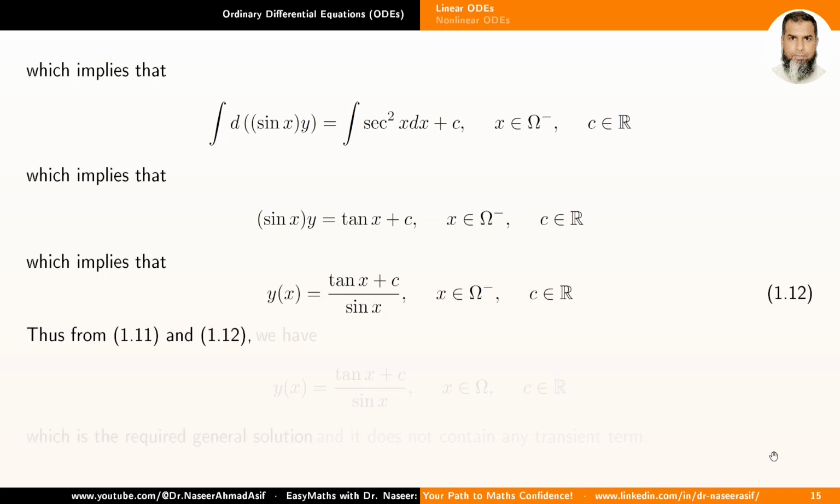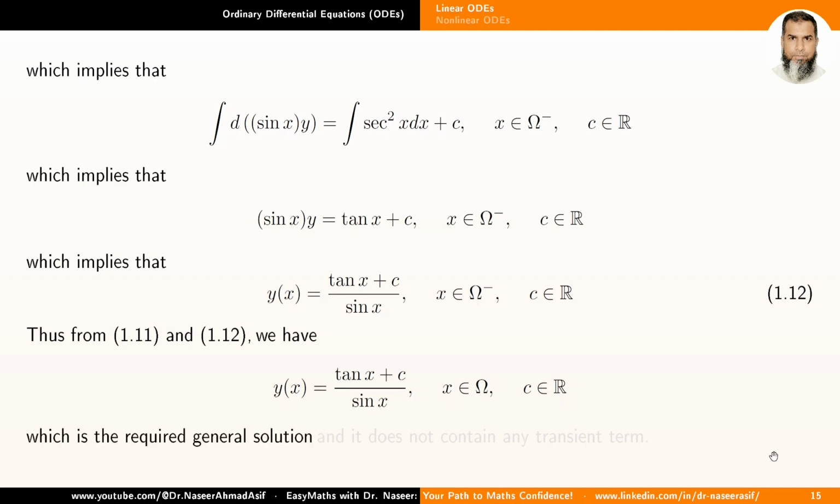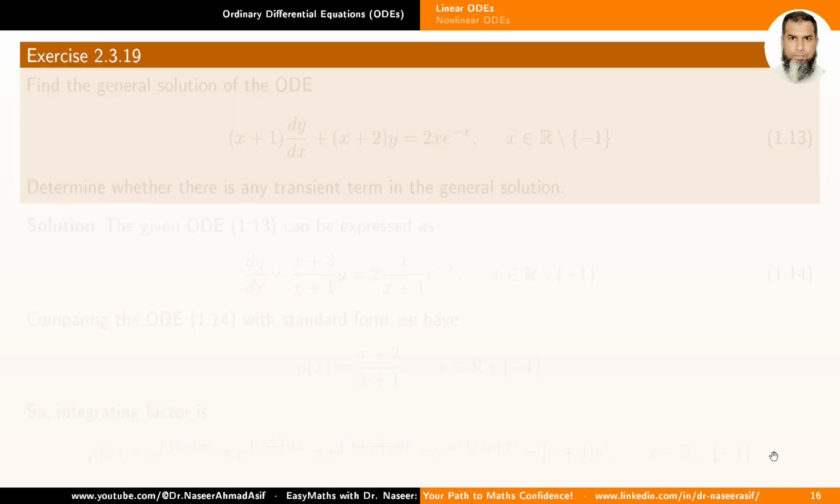Thus from equations 1.11 and 1.12 we have y(x) is equal to (tan x plus c) over sin x, where x belongs to Ω and c is an arbitrary constant, which is the required general solution, and it doesn't contain any transient term. We'll see another exercise.